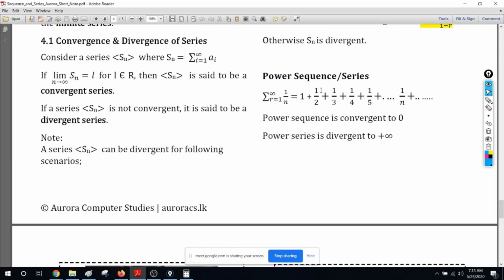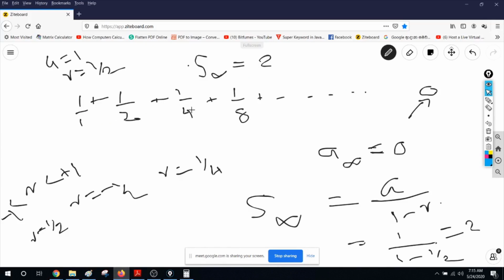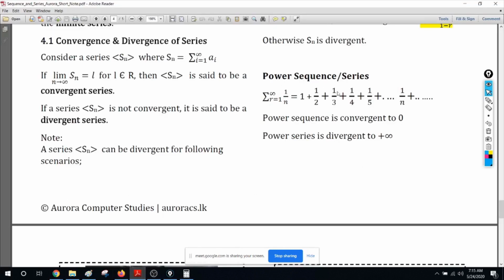So don't confuse this with the previous example I took. Now remember, this is 1 half, 1/3, 1/4. What I took before is 1 half, 1/4, 1/8, 1/16, etc. That is a geometric sequence and geometric series, because we have a common ratio. But what we are discussing here is not a geometric sequence. This does not have any common ratio or common difference. This is a completely different concept, what is known as the power sequence and the power series. That is 1 upon 1, 1 upon 2, 1 upon 3, etc.